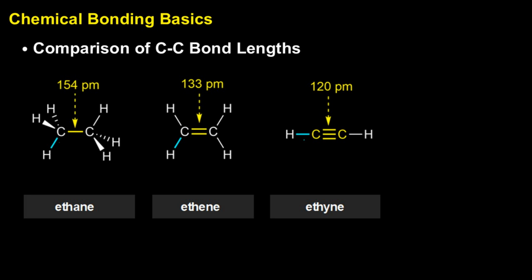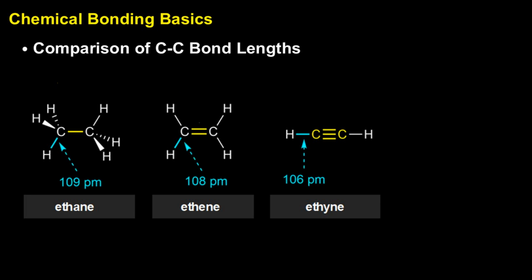If we look at the actual bond lengths, we can clearly see this trend. A carbon-carbon single bond is about 154 picometers. A double bond is around 133 picometers, and a triple bond is the shortest, at about 120 picometers.